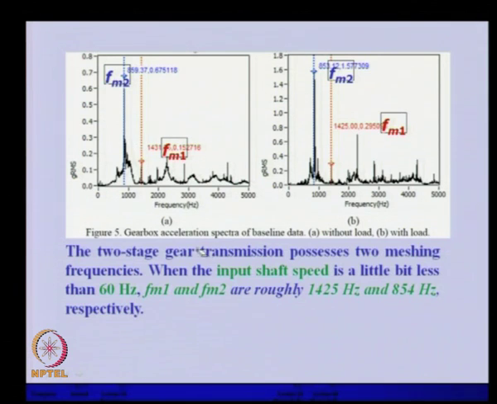So, in this two-stage gear transmission process, two meshing frequencies are there, as two stages are there. When the input shaft speed is a little bit less, that is 60 hertz, this has been measured. The first and the second mesh frequencies are roughly 1425 and 854. You can see that these are matching with the actual experimental data. So, the theoretically calculated and the experimentally measured frequencies are matching.